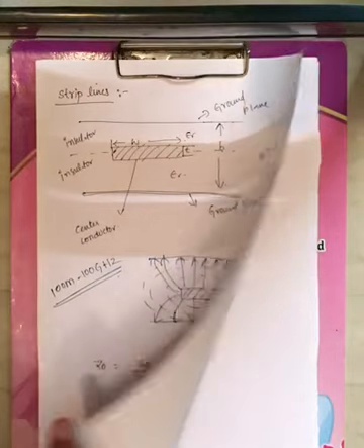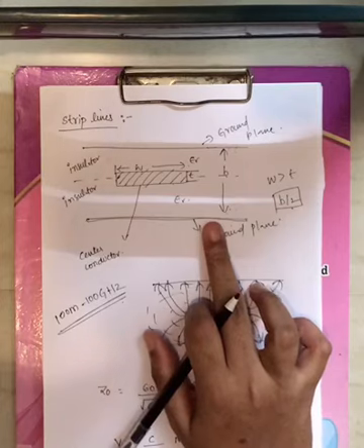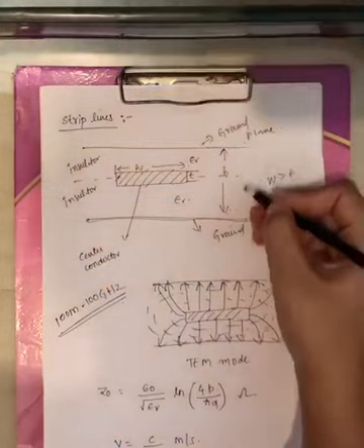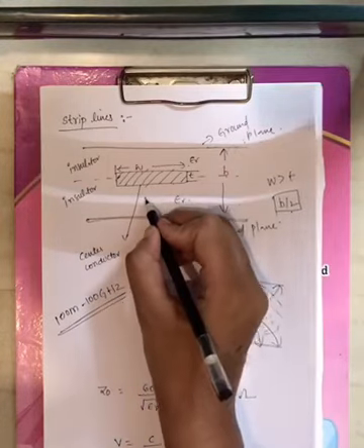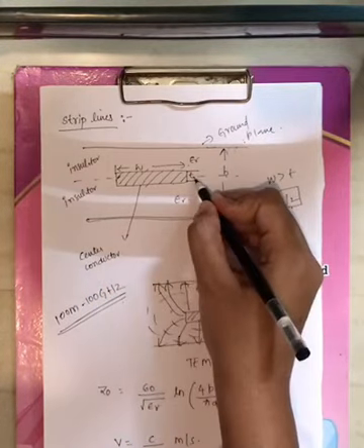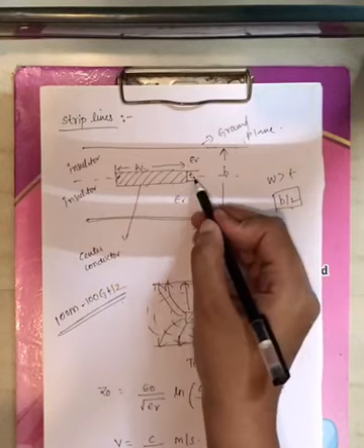Now let me briefly explain. This is the structure of strip lines. If you see the structure of strip lines, it contains two ground planes, and it contains a center conductor of thickness t and width w. This width is greater than the thickness.